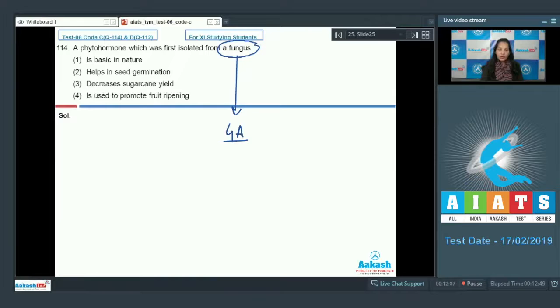It was extracted from a fungus called Gibberella fujikuroi. So, these gibberellins are acidic in nature. So, this option is ruled out. They decrease sugarcane yield? No. They increase the sugarcane yield by increasing their length. Fourth, is used to promote fruit ripening? No, ethylene is responsible for fruit ripening, not the gibberellic acids or gibberellins.